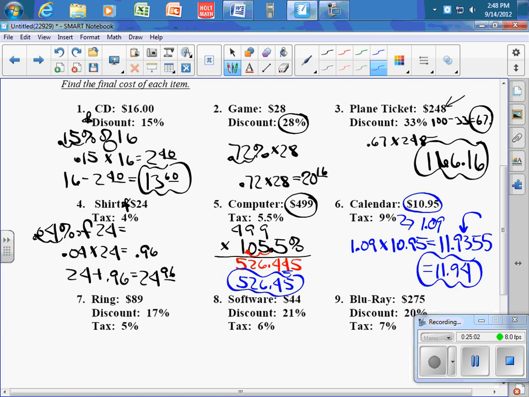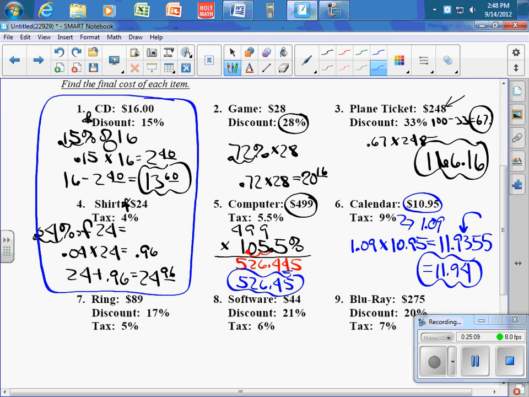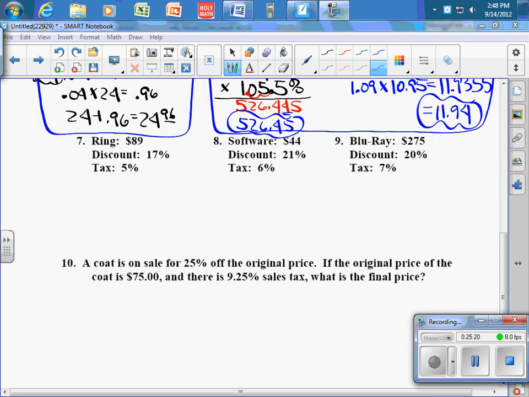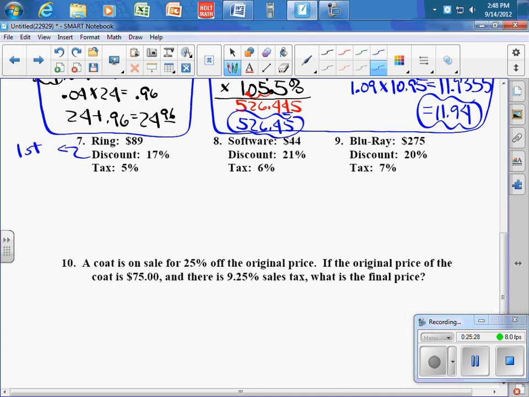So the proper way to find discounts and sales tax would be to find the actual discount and sales tax. A shortcut would be to just multiply times the decimal. To find the discount and sales tax, keep in mind that discounts are computed first, sales tax are computed second.